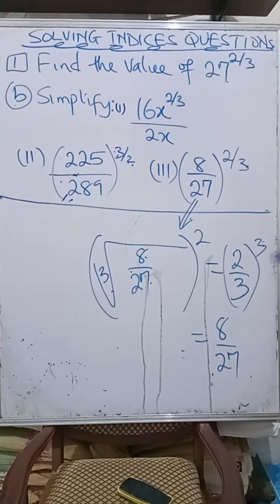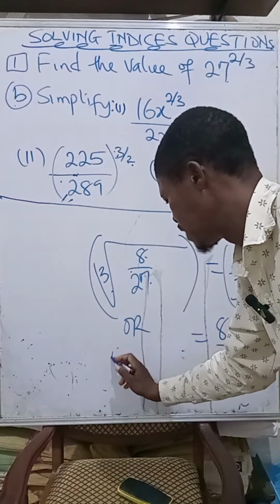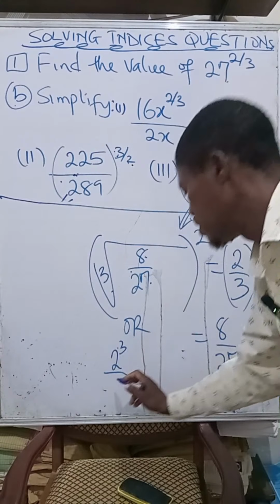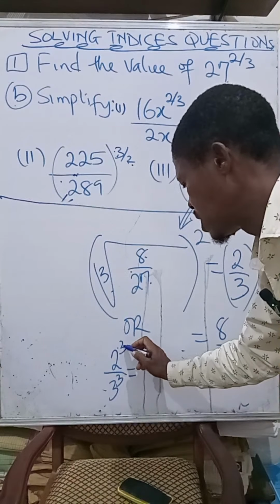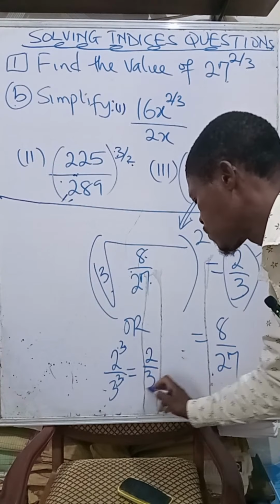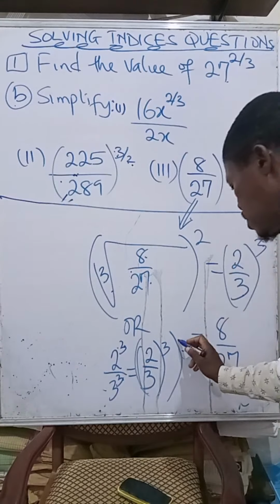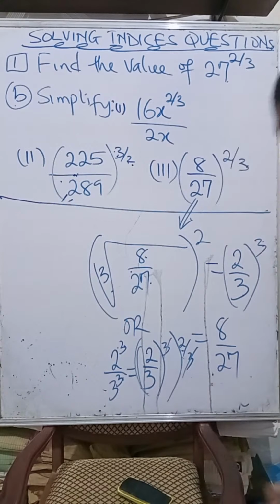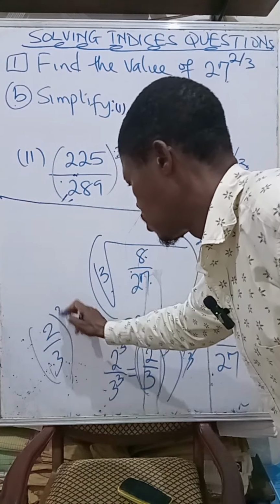If you don't want to solve it this way, you can as well solve it in another way. If you don't like this one, you can solve it this way. 8 is 2 to power 3. 27 is also 3 to power 3. And the power are the same, 3 here, 3 here. So we can make it 2 over 3, and then power 3. And don't forget the other one, 2 over 3. So this 3 and 3 we cancel. So that's giving us 2 over 3 squared, which is 4 over 9.